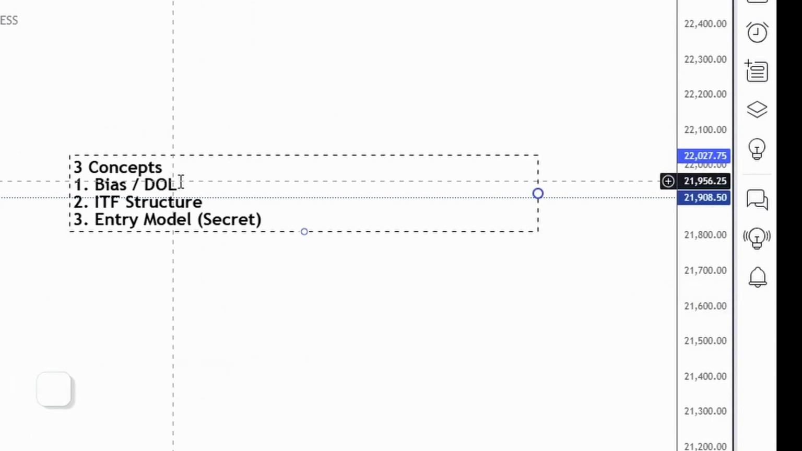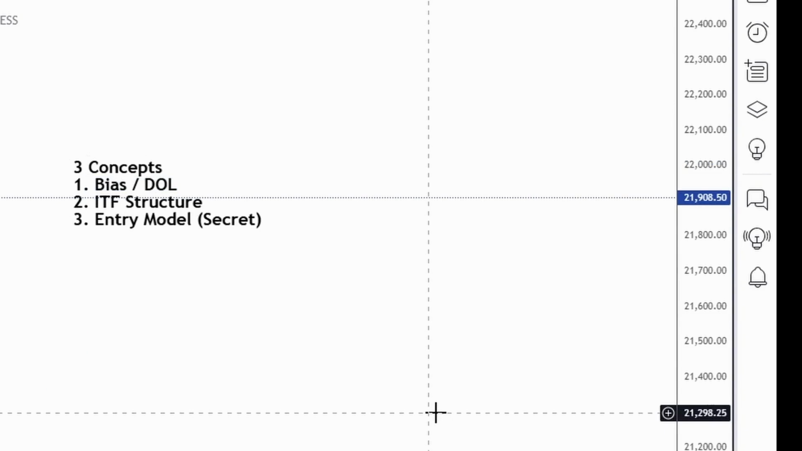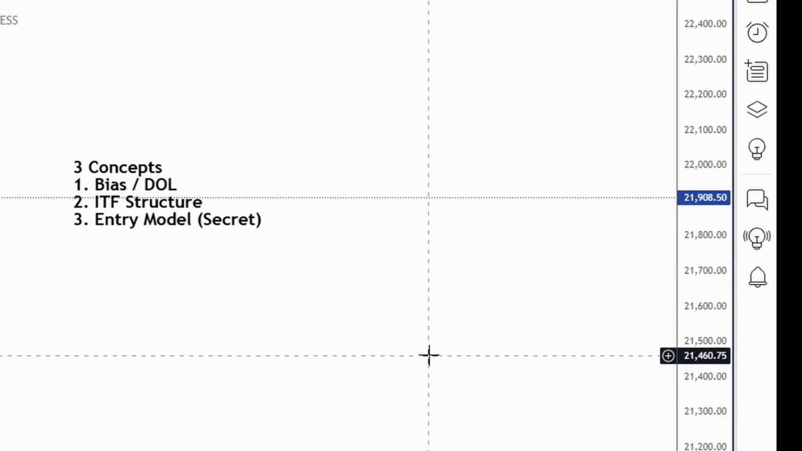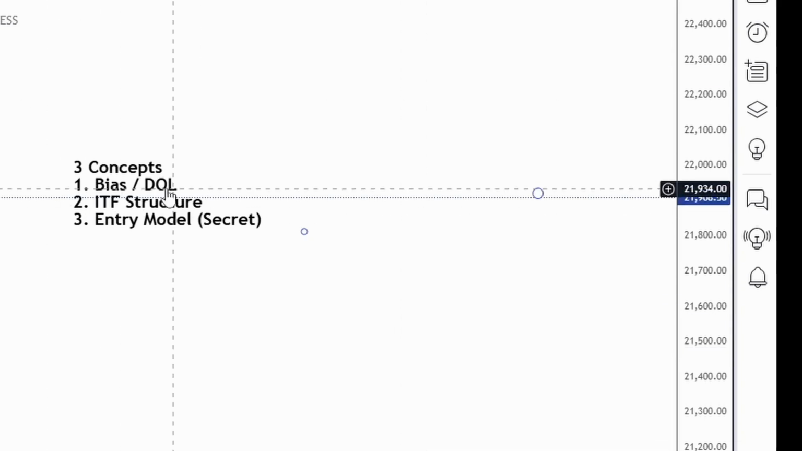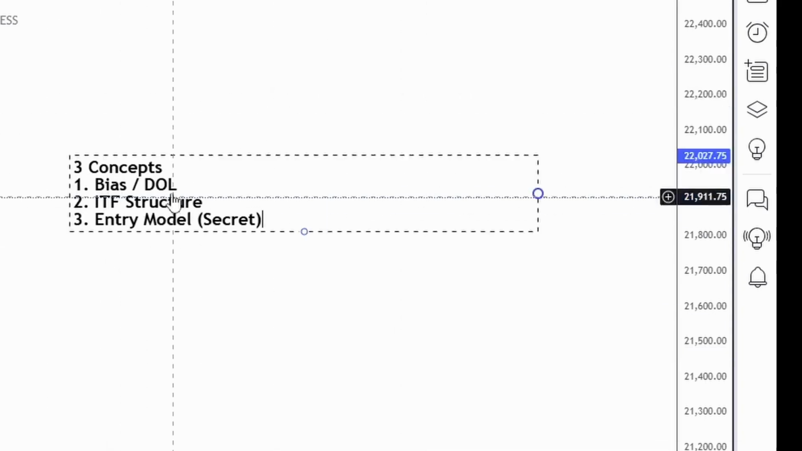Let's start off with number one. What is meant by bias? Bias is essentially where you think the market is drawing to. It could be on a higher time frame, intraday, or intrasession. In order to define a bias, you're going to need to understand a couple things. Price is typically drawn towards liquidity and inefficiencies. Let's break that out for you.